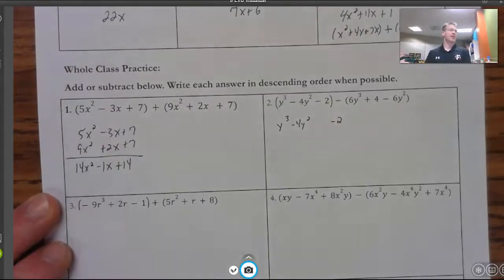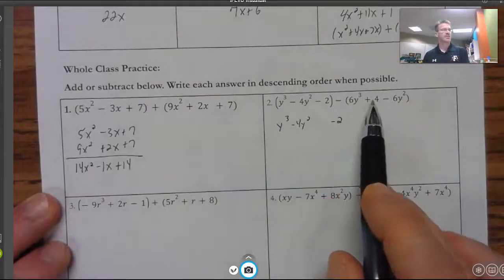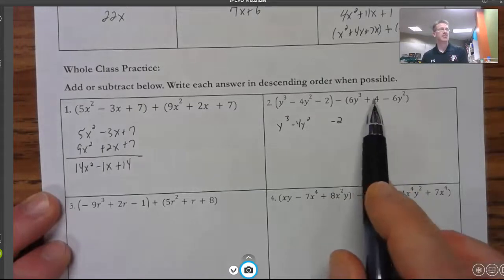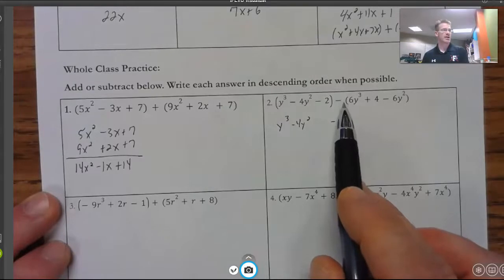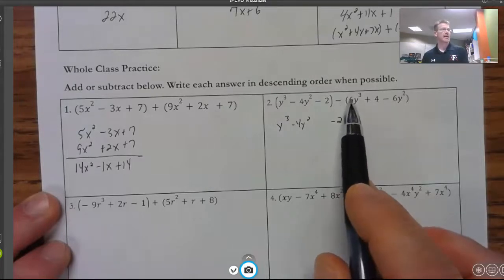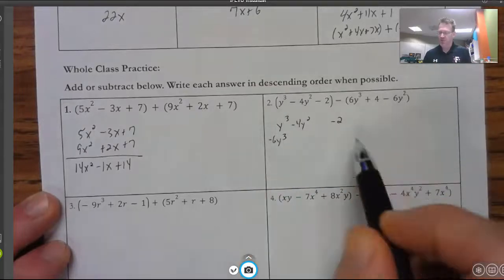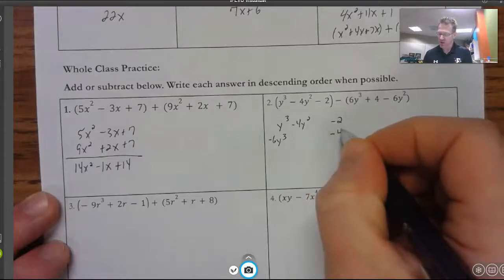Now, here's the other benefit of stacking: when I subtract, that means I have to change the sign of everything behind the subtraction, because I'm really multiplying negative 1 into this, which is partly the distributive property if I wanted to do that. I could distribute this negative 1 here. So when I do a negative times a positive 6y cubed, it's really a negative 6y cubed. And then a negative times 4 is negative 4. And then notice I'm going to put that under the number.